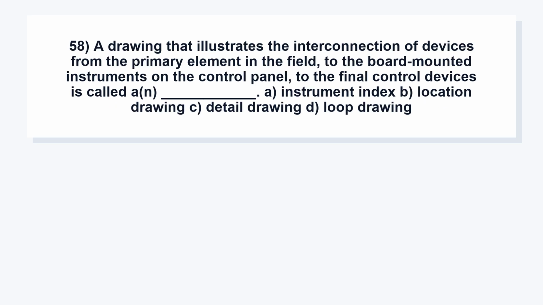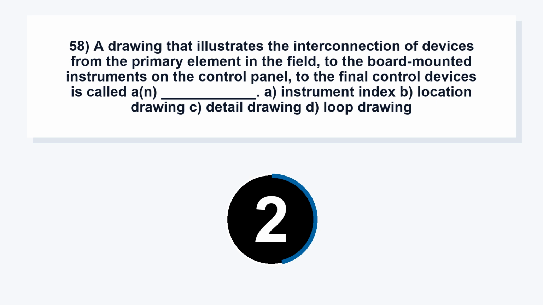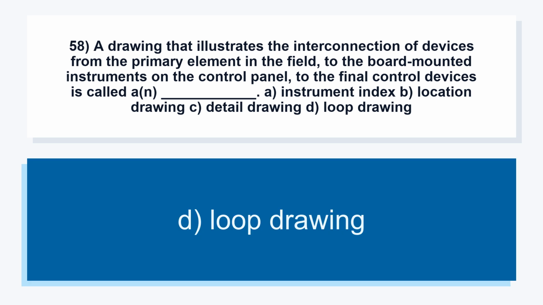58. A drawing that illustrates the interconnection of devices from the primary element in the field to the board-mounted instruments on the control panel to the final control devices is called an ______. A. Instrument index. B. Location drawing. C. Detail drawing. D. Loop drawing. D. Loop drawing.